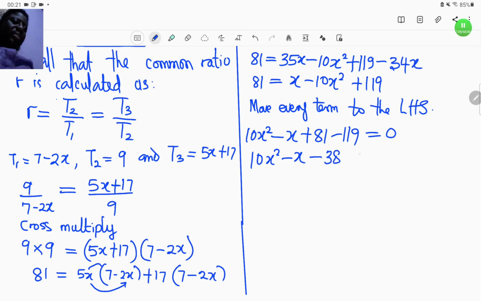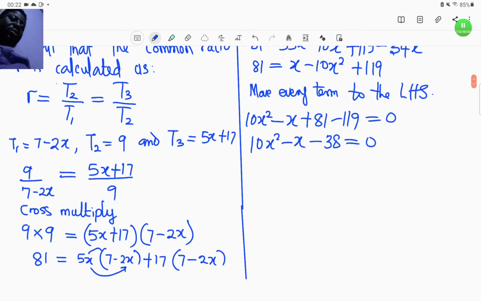We are having 10x² - x - 38 = 0. This has given us a quadratic equation. There are 4 methods of solving the quadratic equation. We have the factorization method, we have completing the square method, we have the quadratic formula, and finally we have the graphical method. But to ease our work, let's just make use of factorization.